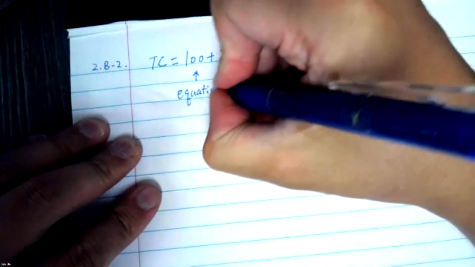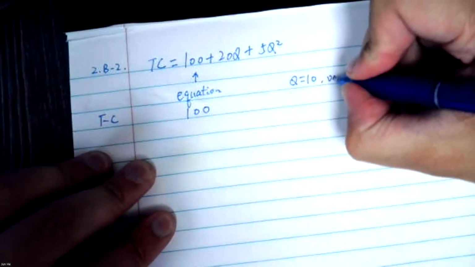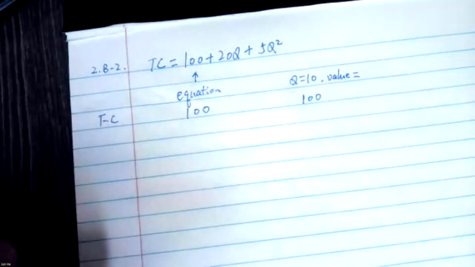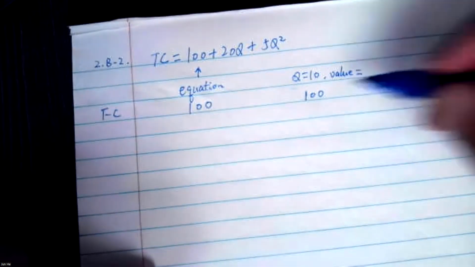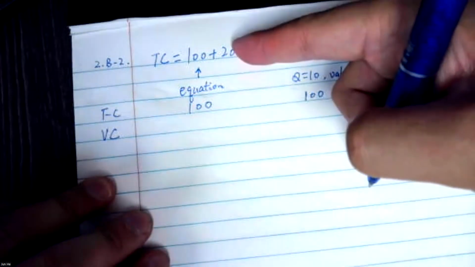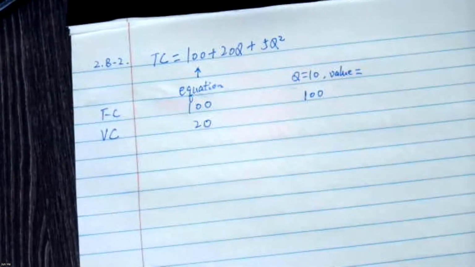Put it down here. Equation, fixed cost. And when Q equals 10, the value of fixed cost is still 100. It doesn't change with how many output you produce, right? That's why it's fixed. And the variable cost is just 20, right?